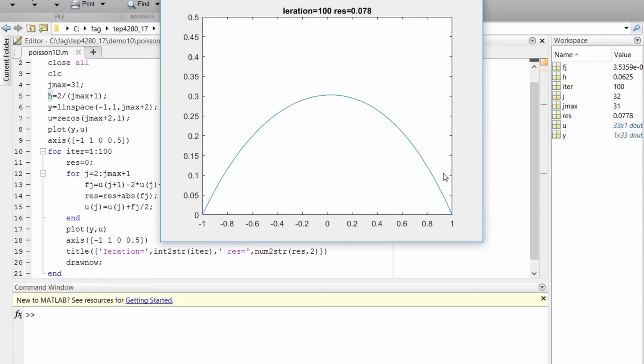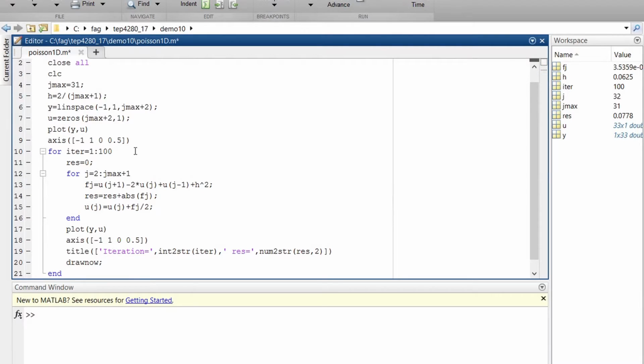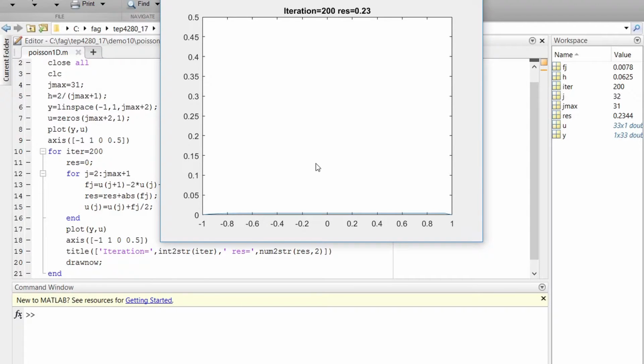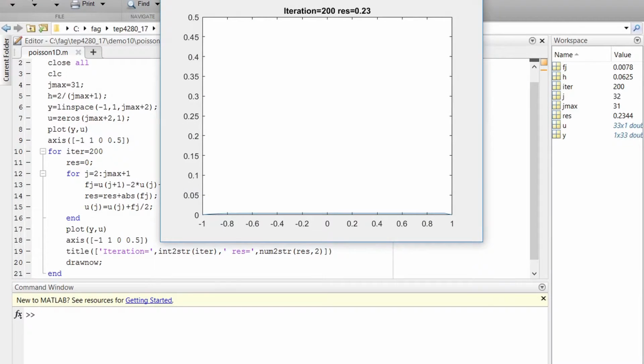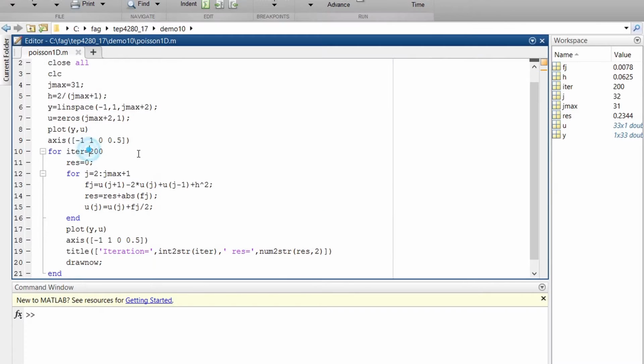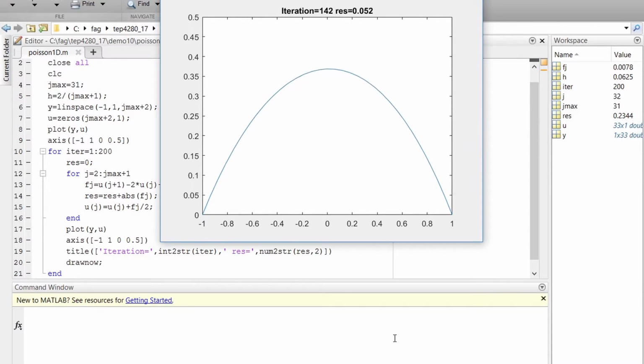But 100 iterations is not enough, clearly. So we have to do this one further. How many iterations do we need then? 1,000, that may be too much. Let's try 200. Whoops, not 1,200. Whoops, now what happens? Thank you. I deleted something here. There we go. Let's see if that one now.